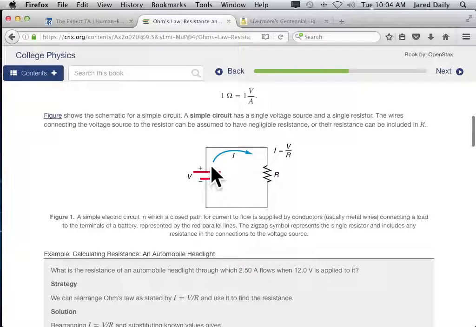Anyway, so the current is flowing from the positive through the resistor around to the negative side. It's going around and around the circuit. And the current that is being pushed through this resistor is dependent on the voltage directly. So if you increase the voltage, you can get more current. But it's inversely dependent on the resistance. So if you increase the resistance, the current will go down if the voltage stays the same. If you decrease the resistance, the current will go up if the voltage stays the same.